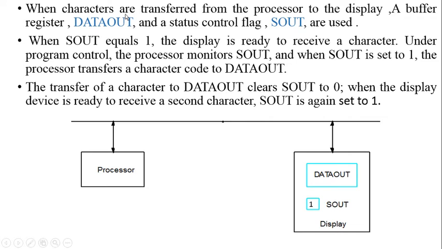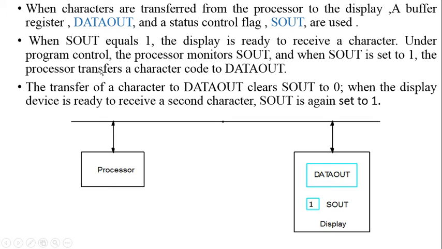When characters are transferred from the processor to the display, a buffer register, data out, and the status control flag SOUT are used. For transferring data from the processor to the display unit, we need these two units: the data out register and the status flag SOUT. When SOUT equals 1, the display is ready to receive a character. Whenever the value of SOUT becomes 1, what's the meaning? Now this display unit is ready to receive a new character from the processor.